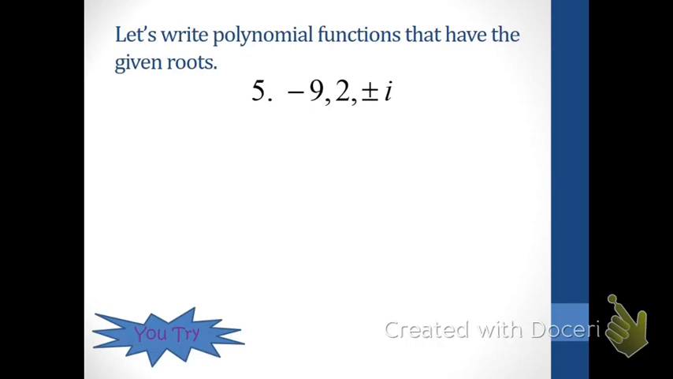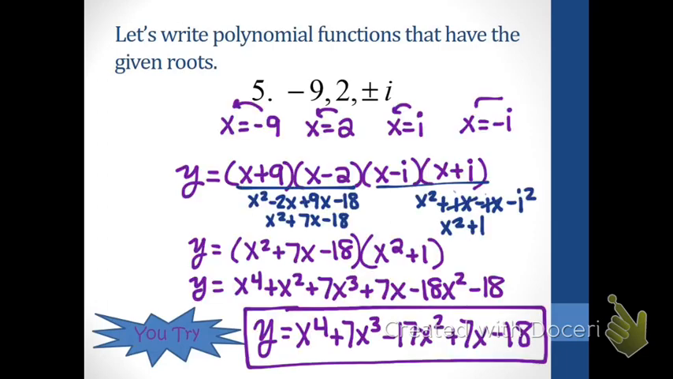Another one. Go ahead and pause the video while you try to do this one on your own. Okay, so we're going to start with x equals negative 9, x equals 2, x equals i, and x equals negative i. Turn them into factors. So we have x plus 9, x minus 2, x minus i, x plus i.